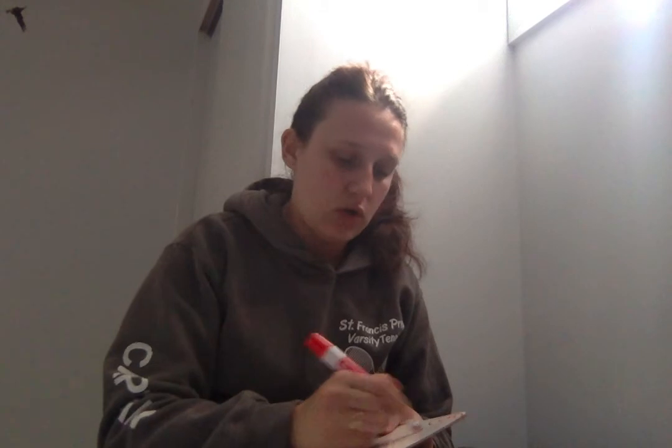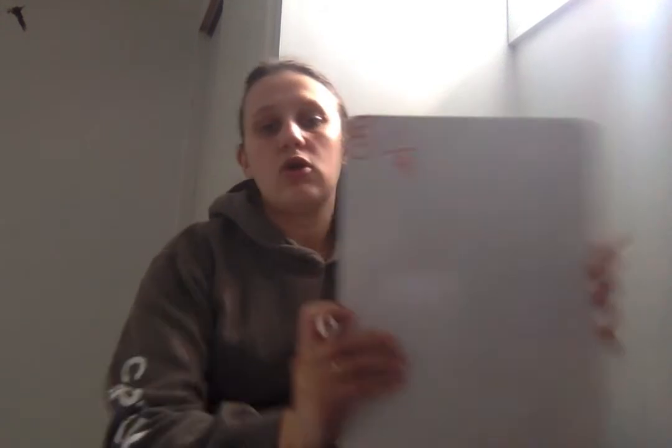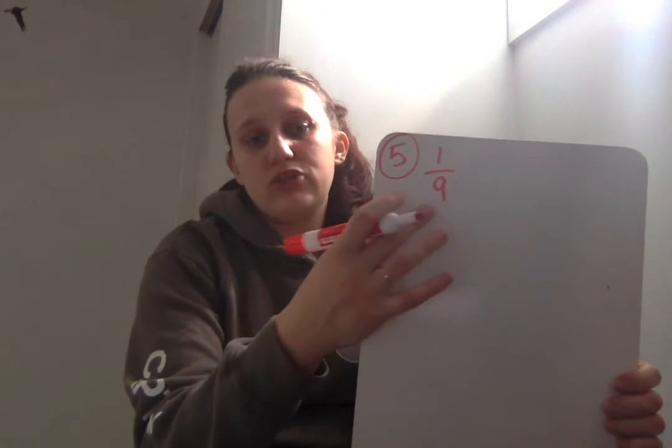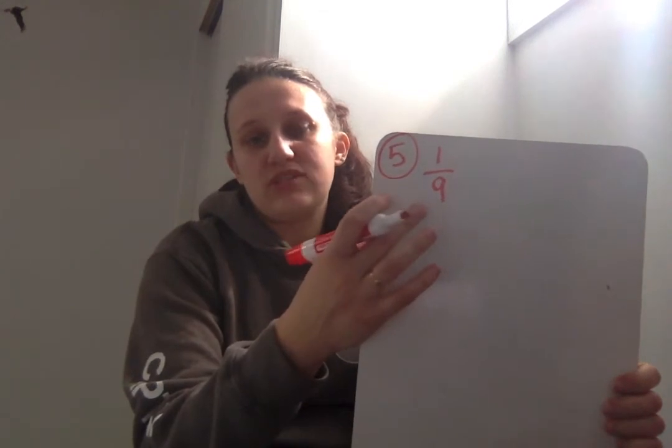Hey guys, so number 5 asks, what fraction is a multiple of 1 over 9? The first thing you need to ask yourself is, what is a multiple? A multiple is a whole number times the fraction that we're looking at. So we're looking at the fraction 1 over 9. We know that a multiple does not change the bottom number. It does not change the denominator.